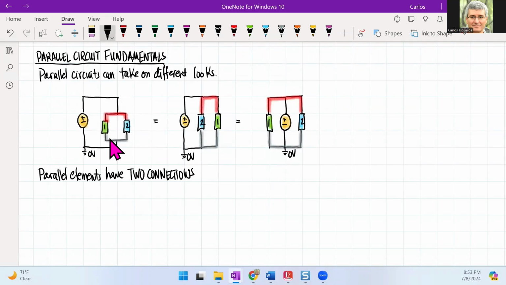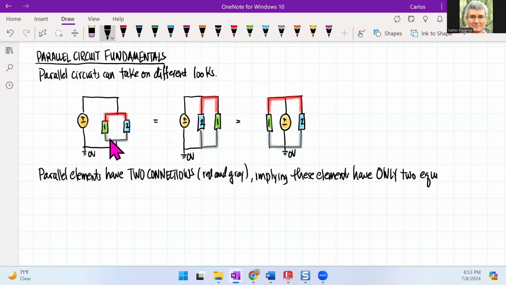And in this situation, you're seeing the red and the gray wires. So that means here that parallel elements have two connections, implying these elements have only two equipotentials connecting them.